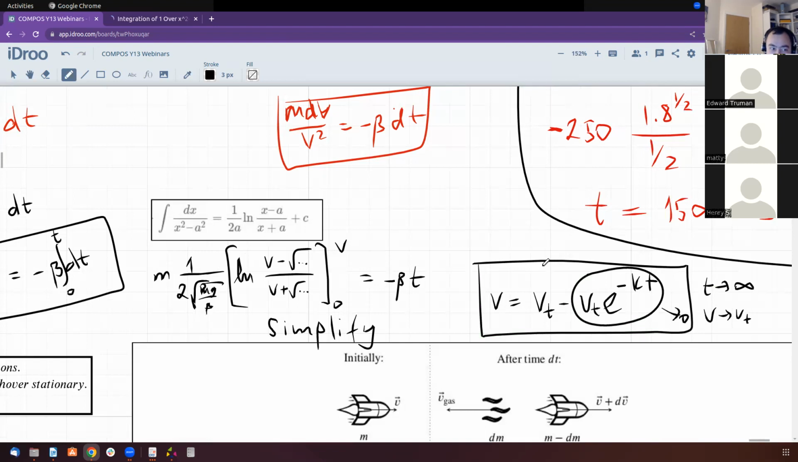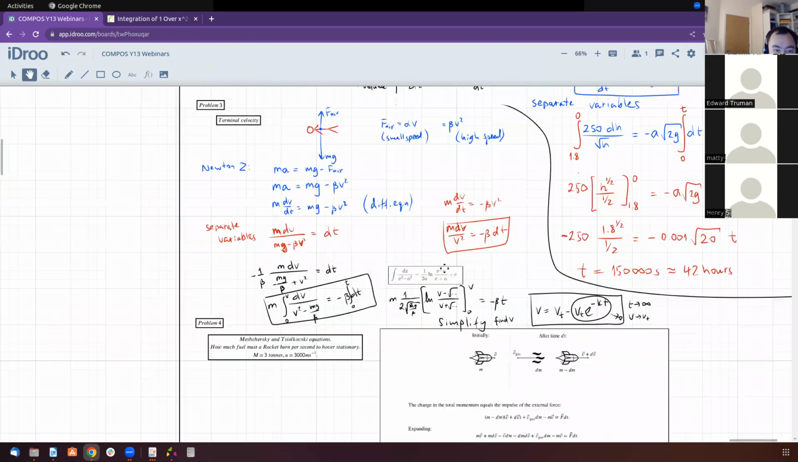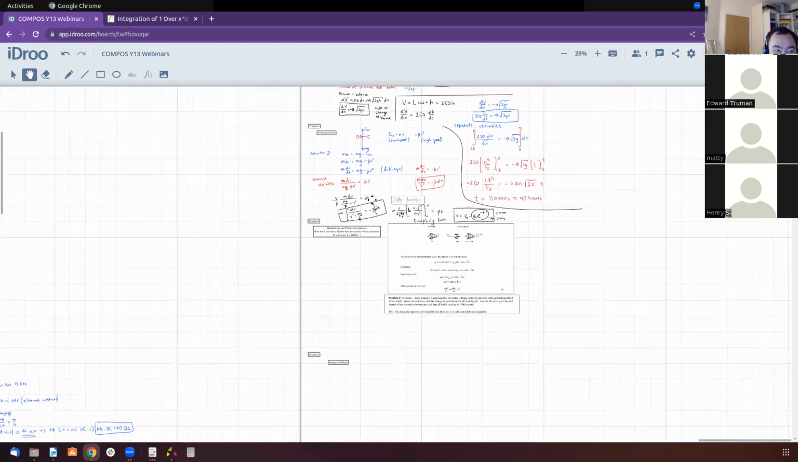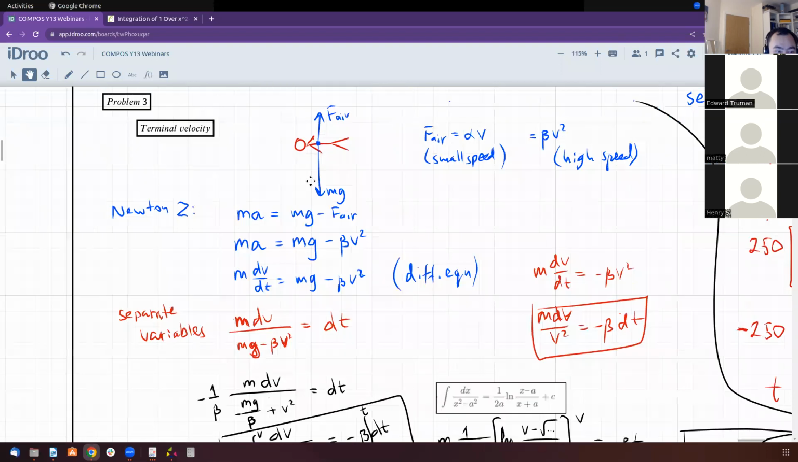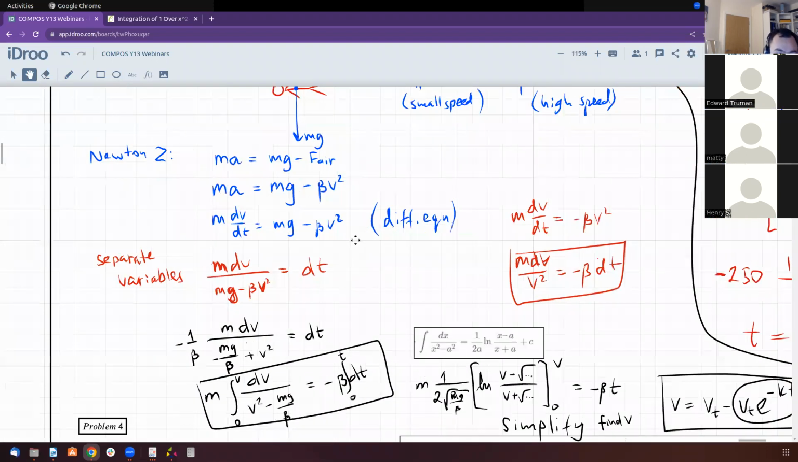Please do figure that out. So from here, simplify, find V. Find V from this equation. I'll leave you to it. But can we figure out the equation for the terminal velocity without referring to this stuff? Well, as a matter of fact, we can.